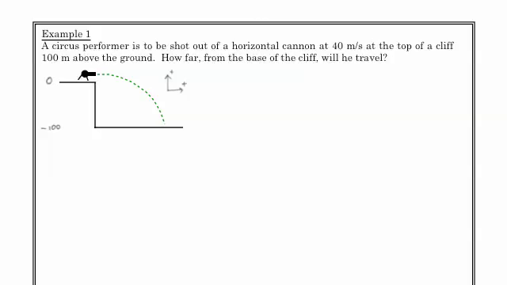Which means that where he falls to in the y direction, you can see there, is going to be minus 100 meters, because it's lower than where he started. So of course that means it has to be negative with our sign convention. So that's what we've got. What do we know? Let's list our givens. So here's what we know.